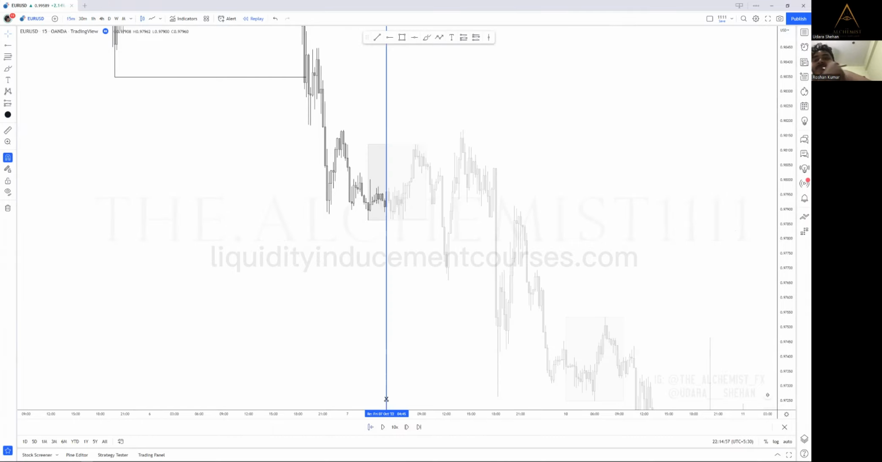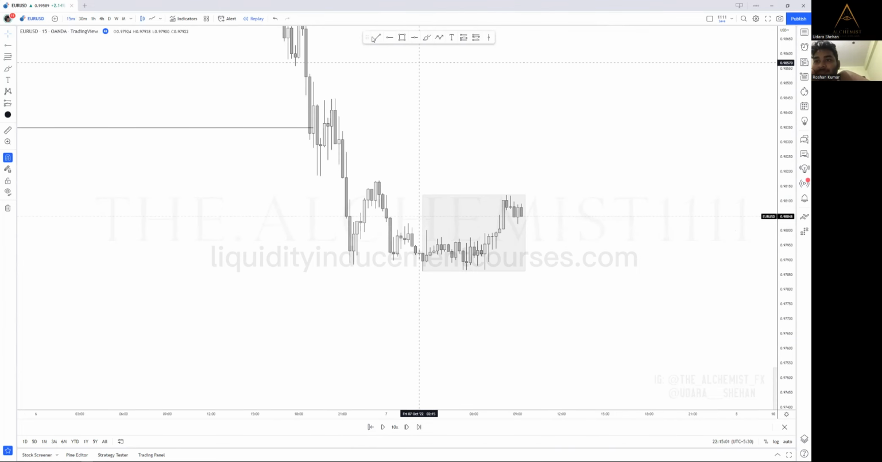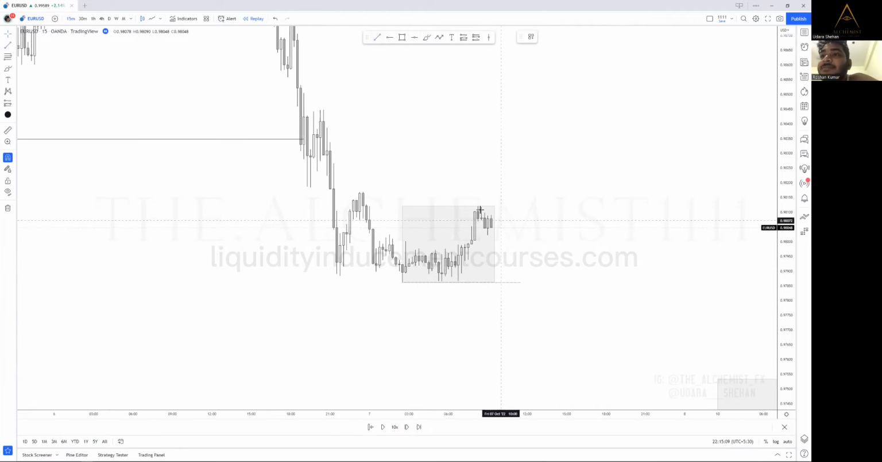Okay, so look at this one. Clean. Okay, very clean. One thing for sure is what? Asian low will get taken out, right? Equal lows. That's equal lows. So for sure it will get taken out. Asian high isn't a strong high as well. We can expect that to get taken out too.